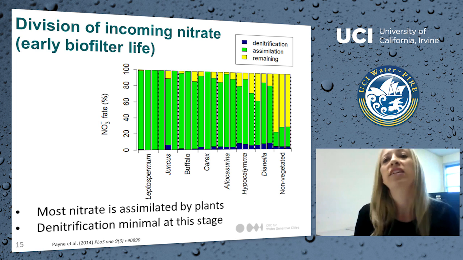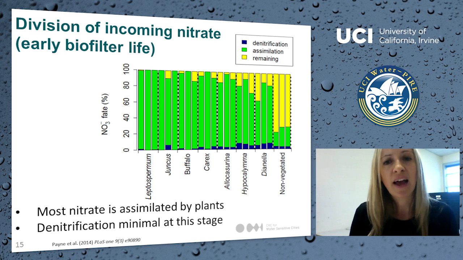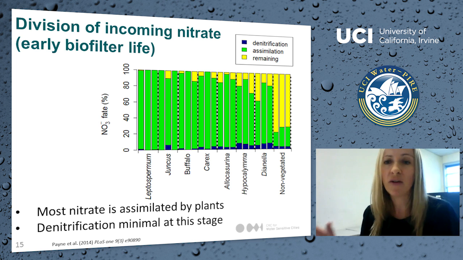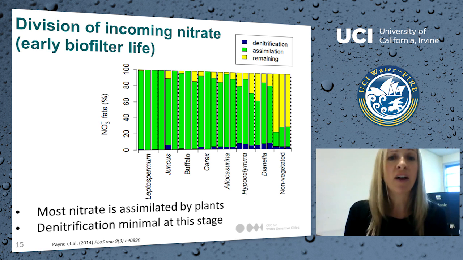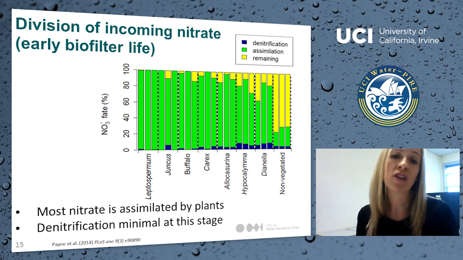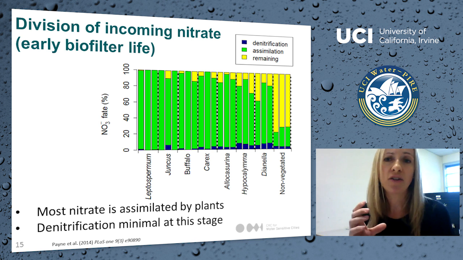So slide 15 shows the results of the isotope tracer addition. These different columns show the 3 replicates tested across different plant species with the non-vegetated system at the far right. So the green shows nitrate that was taken up by the plants and microbes, blue shows the proportion that was denitrified, and yellow shows the nitrate remaining in the pore water.